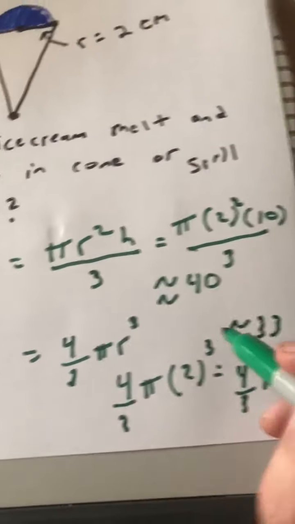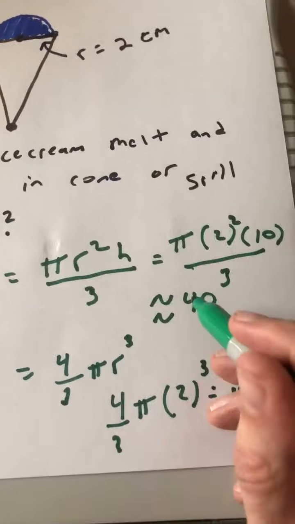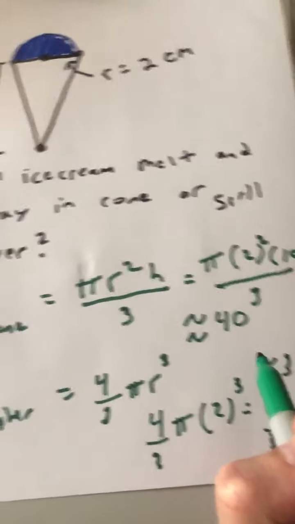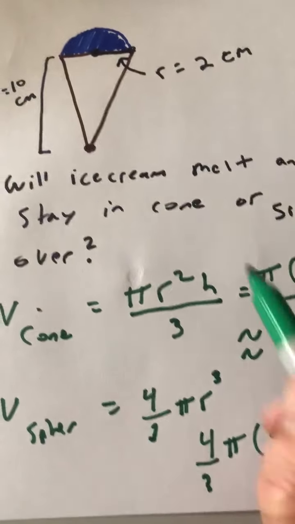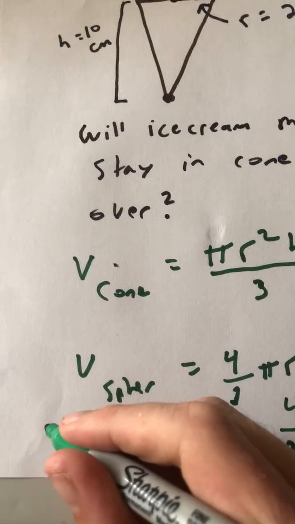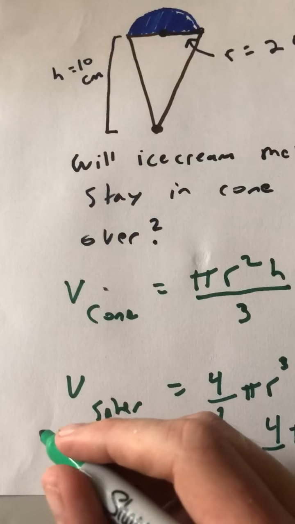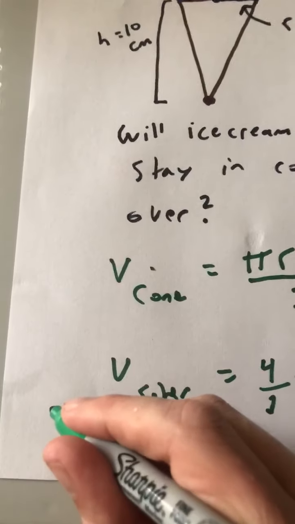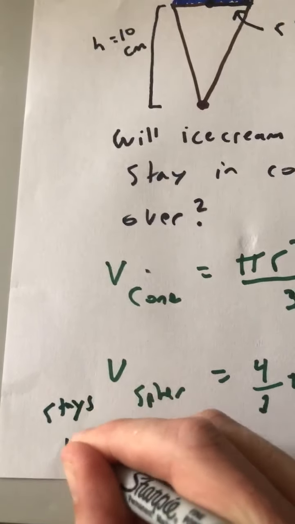But it looks to me, even with our rounding, there's a big difference there. It looks to me like the cone has a larger volume. So it looks to me like the ice cream will safely fit in the cone, and it will not melt and go over the top. Well, it will melt, but it won't go over the top. So I'll just put down: stays in the cone.